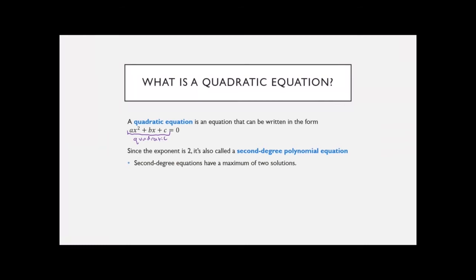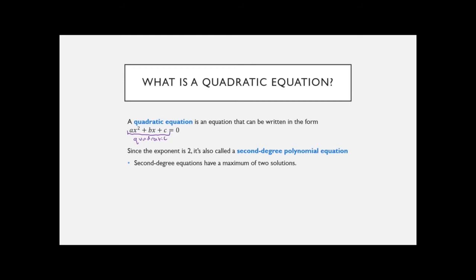So that is also called the degree of the polynomial. So we also call this a second degree polynomial equation. And the degree of the polynomial tells you how many solutions you have. So because it's second degree, we have a maximum of 2 solutions. I say a maximum because it's possible to have no solution. It's possible to have one solution if you get the same number twice, and then you can have 2 solutions. So that's why we say there's a maximum of 2 solutions.